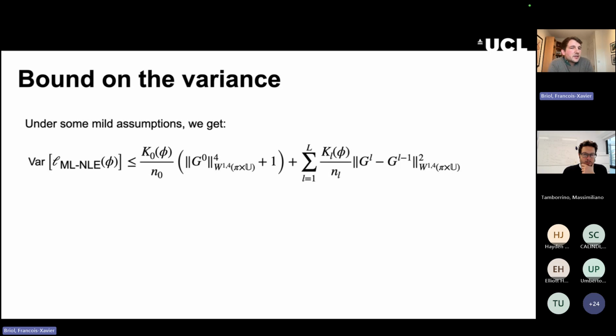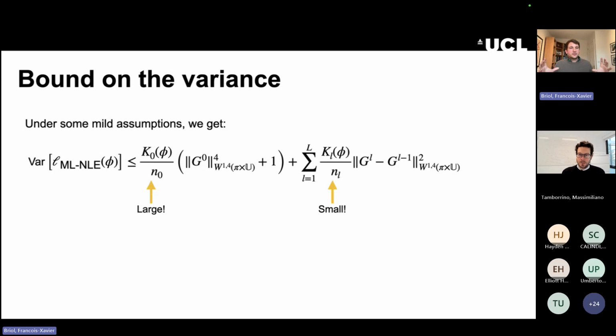So under some mild assumptions, what can happen is you get a bound which looks like this. Let me break it down for you. The first part is that obviously it depends on n0, n1, all the way to big L, which is the number of samples per level. It also depends on the norms of G0 all the way to G big L, which is basically measuring the complexity of the simulator.